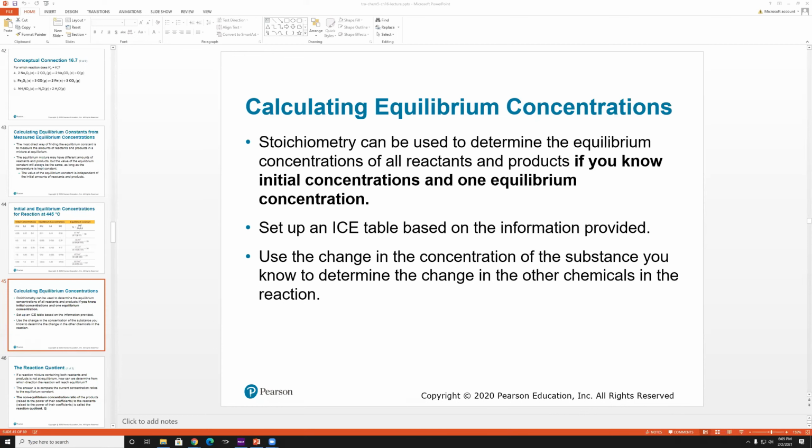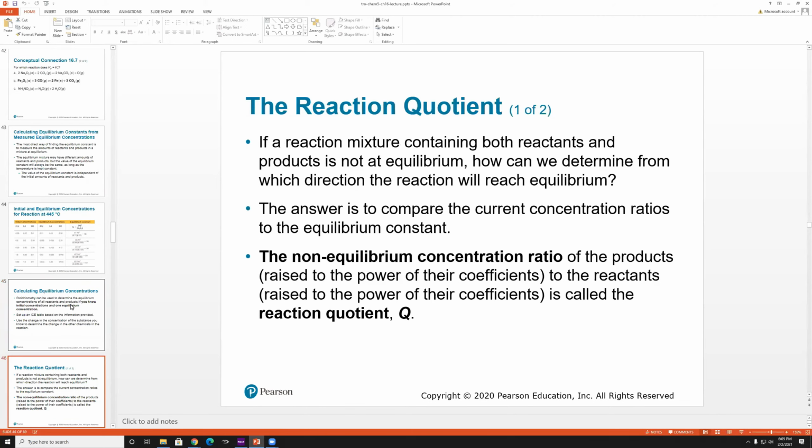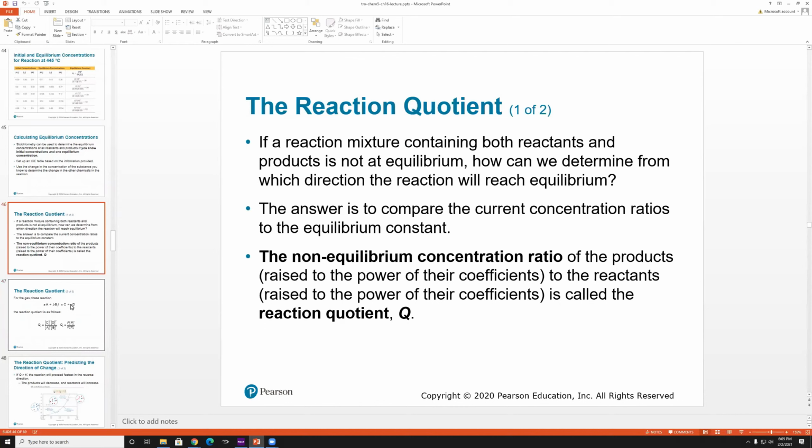So in this video, we're going to cover the second half of chapter 16, which involves calculating equilibrium constants or equilibrium concentrations when using the ICE table, among other things. So an ICE table, first to reiterate, we have the two different types of equilibrium constants. We have the non-equilibrium constant, which is the reaction quotient, which is Q. And then we have the equilibrium constant, which is K. And they're both capital K.